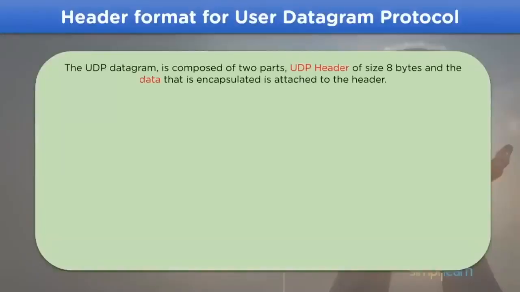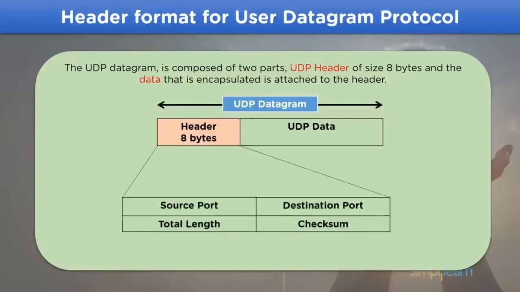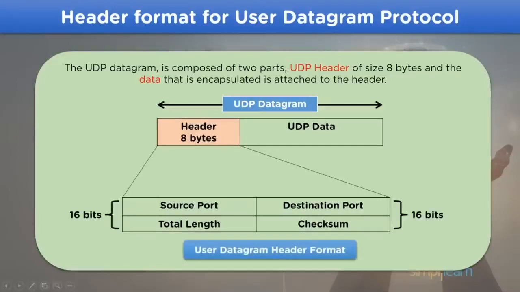The UDP header format comprises two parts. First, the UDP header part, which is 8 bytes in size, and second, the data to be transmitted. Furthermore, the header part is divided into 4 different parts: source port, destination port, total length, and checksum, where each of the parts is 16 bits. Let's take a look at the different parts of the header format in a little detail.